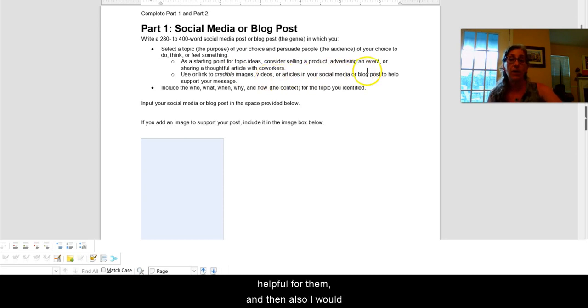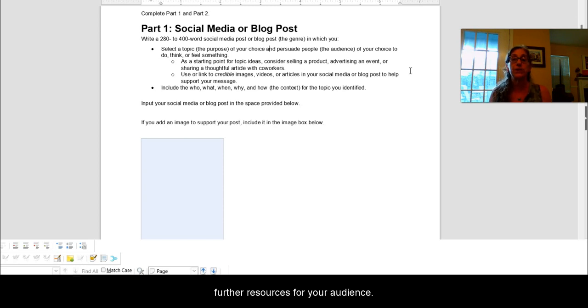And then also I would suggest finding some images that would help with engagement, because a lot of you have said that using images was really important in a social media post to be effective. You could even bring in a video, or you can link it to other articles that could be further resources for your audience.